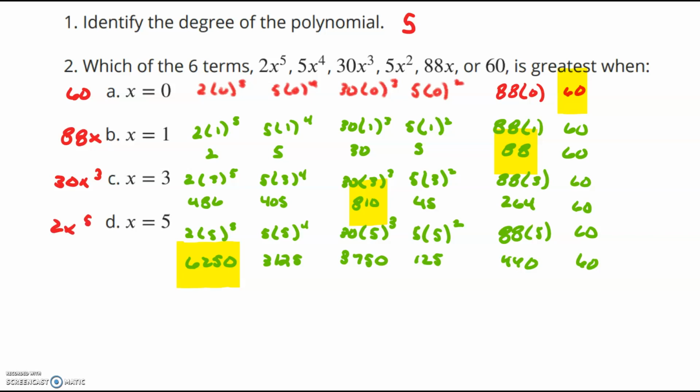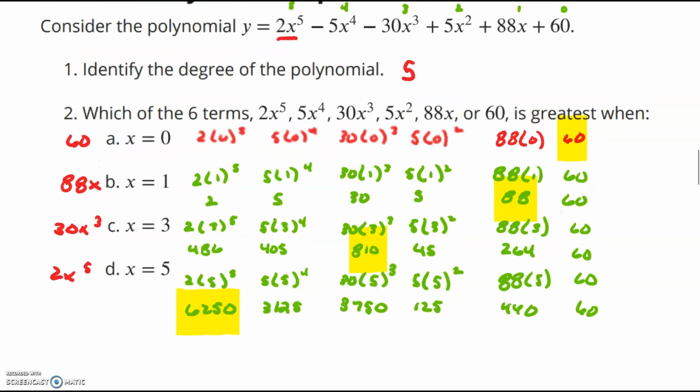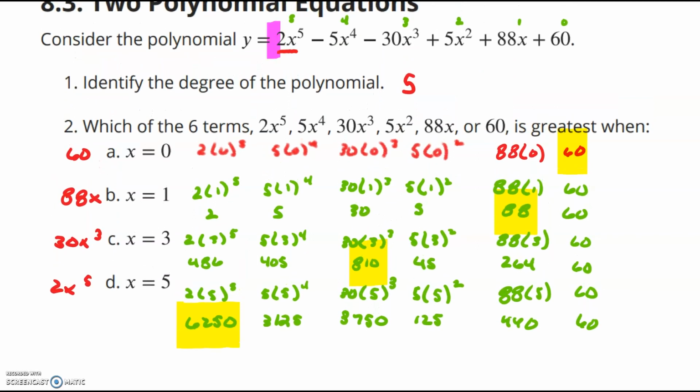So what does this do for us? Well, what this helps us see, hopefully, is that the terms by themselves don't really have an effect on the end behavior. The only term that affects the end behavior is the leading term. Okay, so if I look at that leading term and I see it's a degree 5, that is really the only term that's going to have an effect on my end behavior.